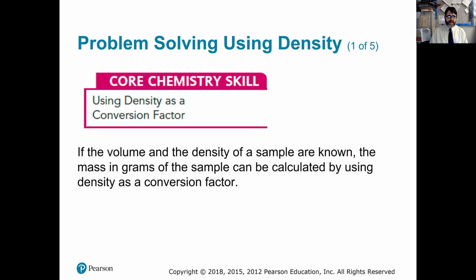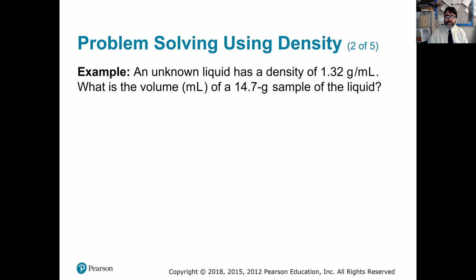This one here basically says that we can use density as a conversion factor, which we've talked about previously, and frequently this is done to solve for an unknown mass. You can do it for an unknown volume as well, but let's just dive into doing one of these with an unknown mass. So an unknown liquid has a density of 1.32 grams per milliliter.